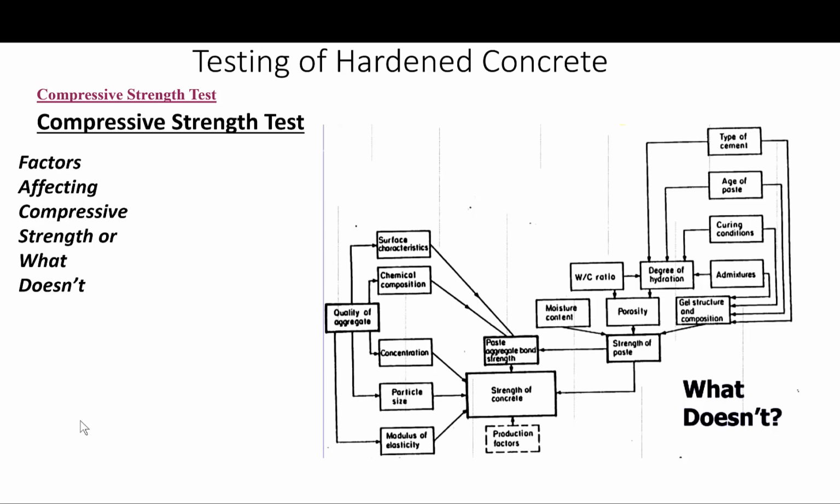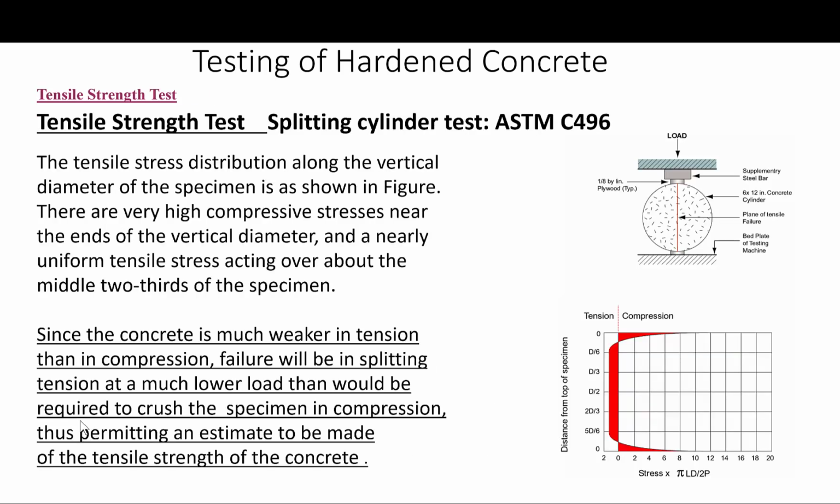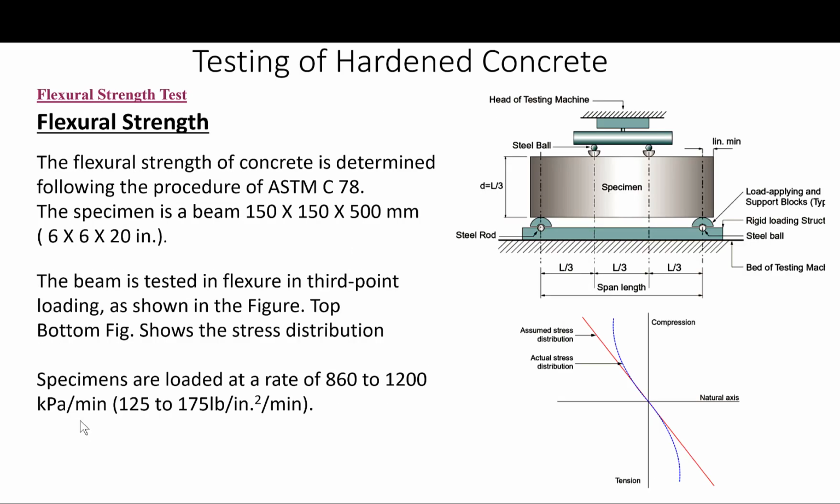We will look at what affects each property. As you can see here, with all these factors affecting the compressive strength, it's easier to ask what doesn't affect strength than what does. We will look into that. And again, we will look at the tensile strength test, which is the split-cylinder test. There is no standard direct test for tensile strength of concrete, but this test per ASTM is acceptable, and we will look into how it's done and what affects it. We will look at the flexural strength of concrete to determine the modulus of rupture, and again, we will look into this in detail.